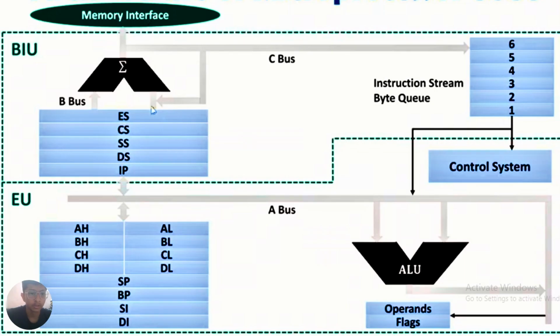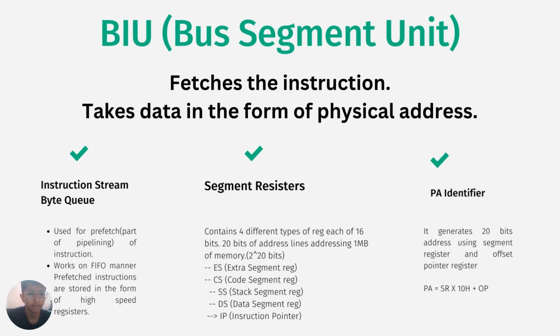Moving further, this is the basic architecture of the 8086 microprocessor. This is the memory interface I was talking about earlier. The memory interface directly goes to the physical address generator, which generates the addresses of the instructions or operands that we will be fetching afterwards. The BIU fetches the instructions and takes the data in the form of a physical address. Now we will understand the utility of each of the components.